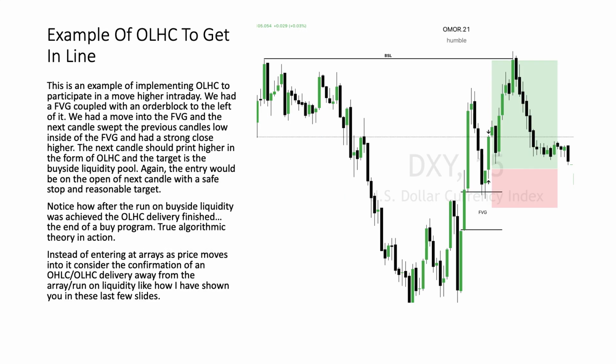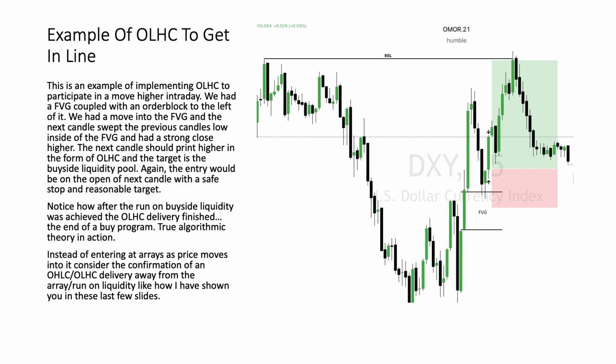So, an example of an open low high close to get in line. This is an example of implementing the open low high close to participate in a move higher intraday. We had a fair value gap, and the next candle swept the previous candle's low inside of the fair value gap and had a strong close higher. The next candle should print higher in the form of open, low, high, close. And the target is the buy side liquidity pool again, right?